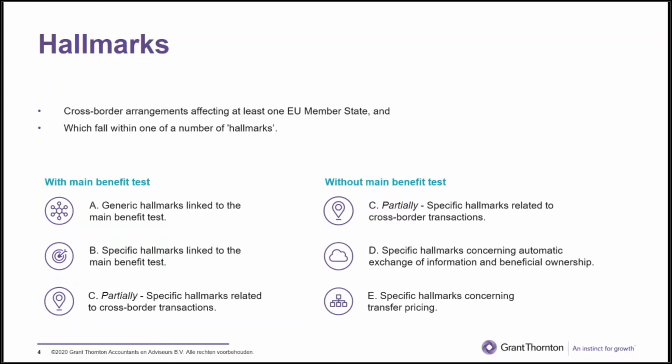Then there are two categories left, category D and E, without a main benefit test. So if you qualify under those hallmarks, you have a reportable transaction. Category D is the category concerning automatic exchange of information and beneficial ownership. Think, for instance, of structures where intermediaries try to advise taxpayers on how to hide the ultimate beneficial owner. And category E concerns specific hallmarks concerning transfer pricing, for instance, the transfer of a hard-to-value intangible. So when, again, we have a cross-border arrangement affecting at least one EU member state and which falls under one of the hallmarks, we have a reportable cross-border transaction.